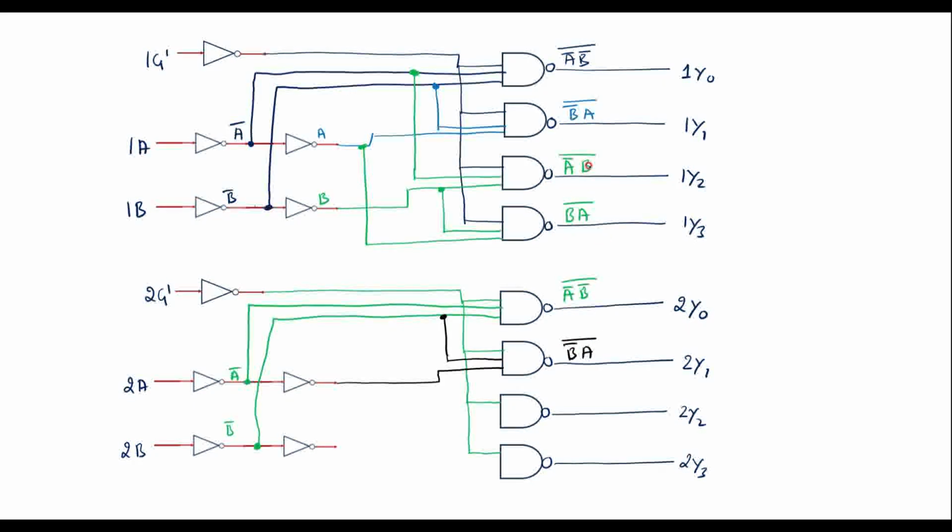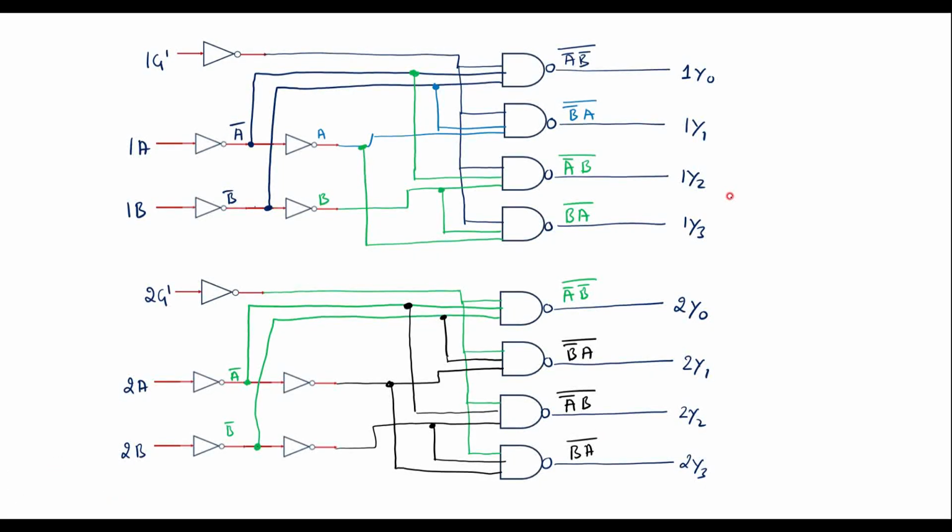Next we have A bar B whole bar, that is A bar signal is available here. This is A bar, and we have B here. So this is A bar B whole bar. Next we have AB, that is one signal B, this is B signal, and here we have A signal, that is B A whole bar. So this is the complete circuit diagram of 74139 dual 2 to 4 decoder.